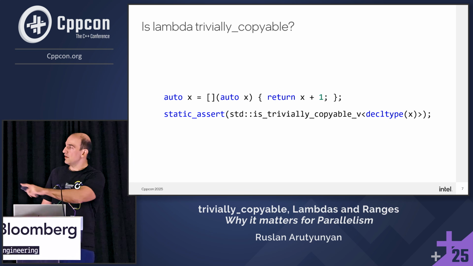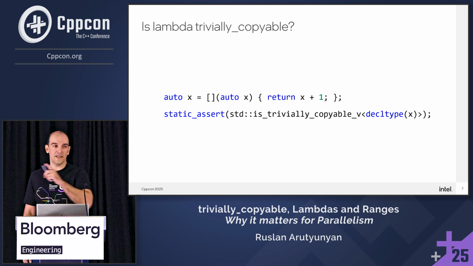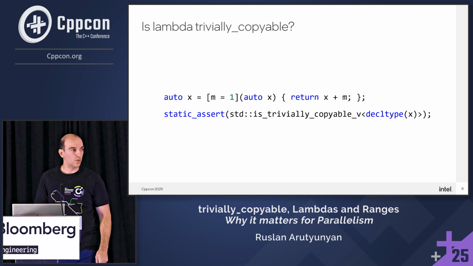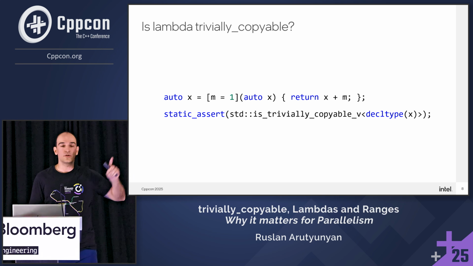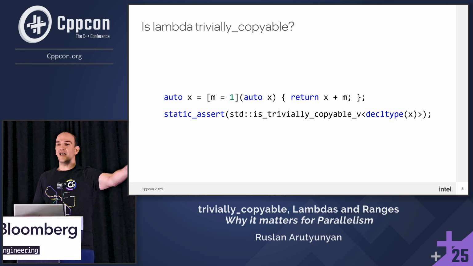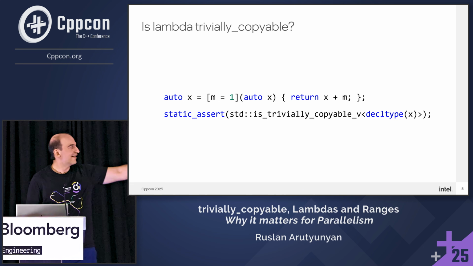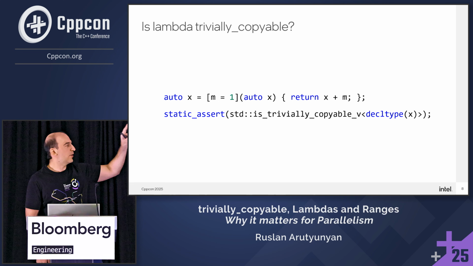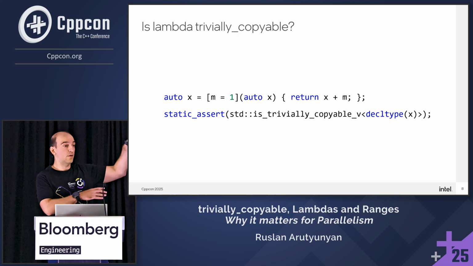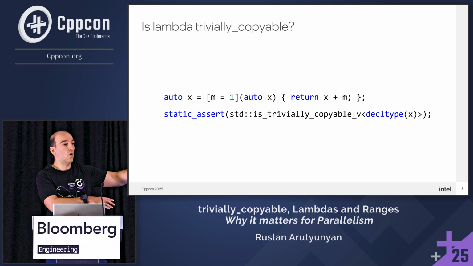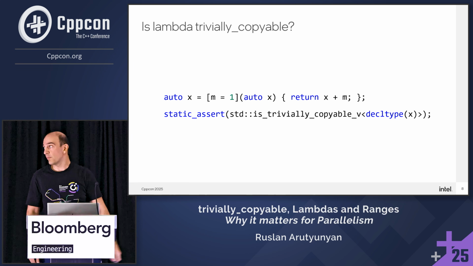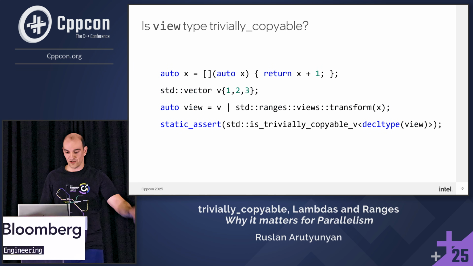Is this lambda trivially copyable? Yes. Is this lambda trivially copyable? No, because... sorry, who said yes? You are cool guys. I made my mistake. Yes, because we have deleted copy assignment. All that are eligible are trivial. All that are not eligible are deleted. We don't have any user-provided. It's trivially copyable. Cool. Now we go to ranges.